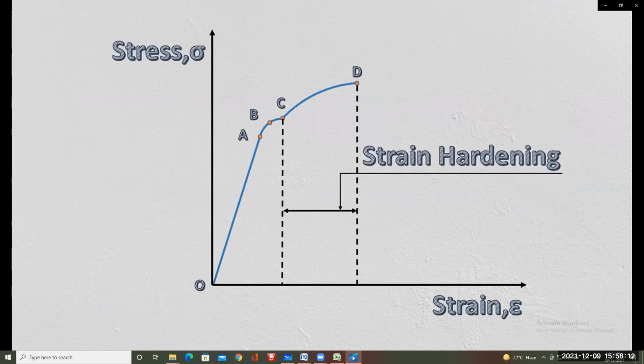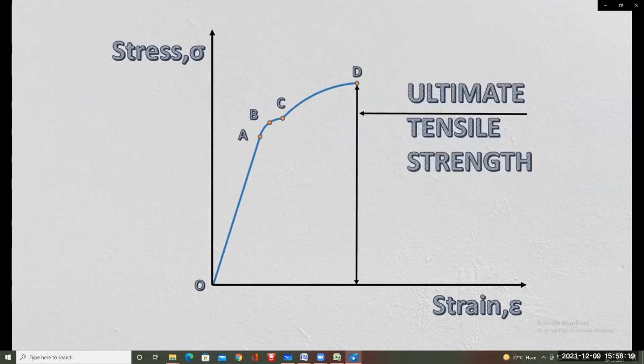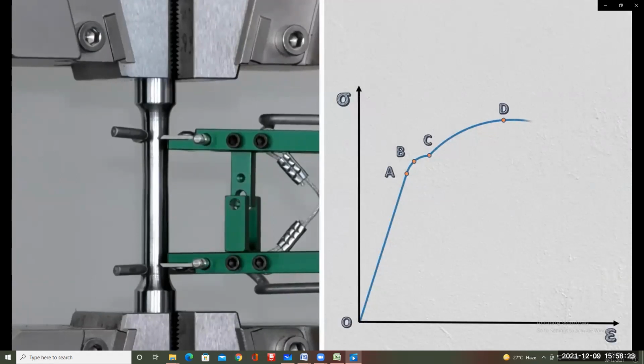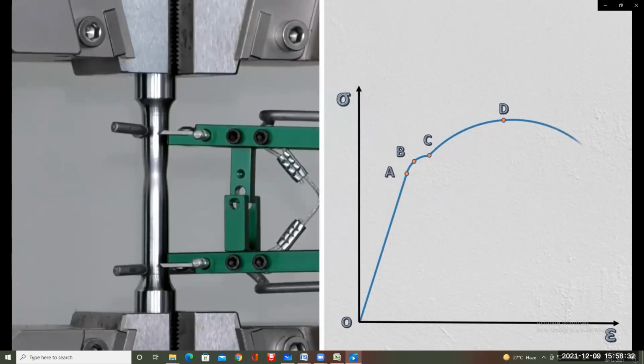The load eventually reaches its maximum value, and the corresponding stress at point D is known as the ultimate strength or ultimate tensile strength. Further stretching the testing bar beyond point D leads to a decrease in the cross-sectional area of the bar, and it can be seen here. This localized reduction in area is termed as necking.